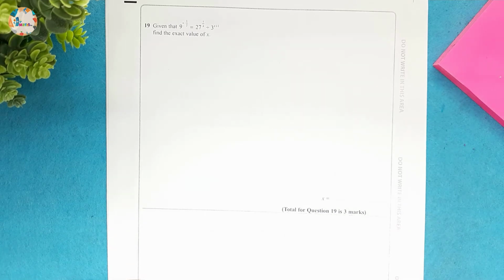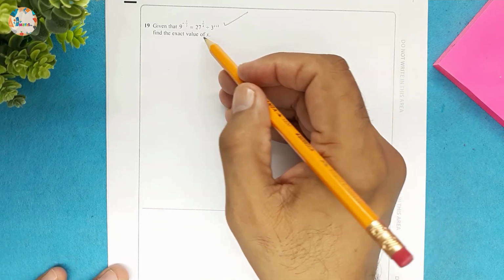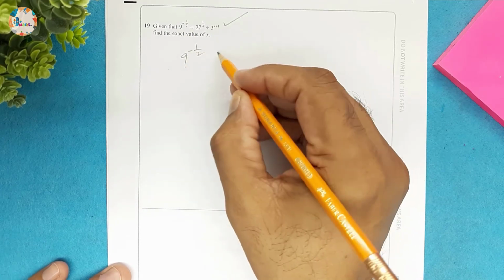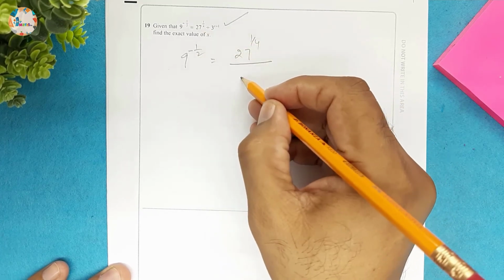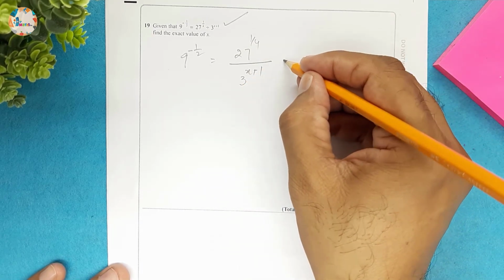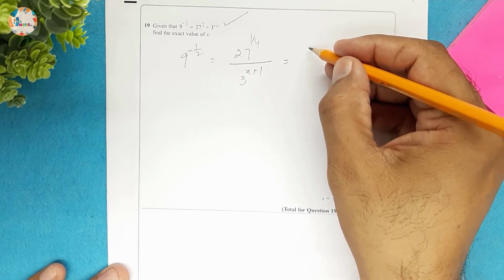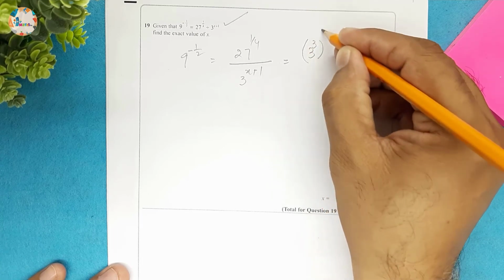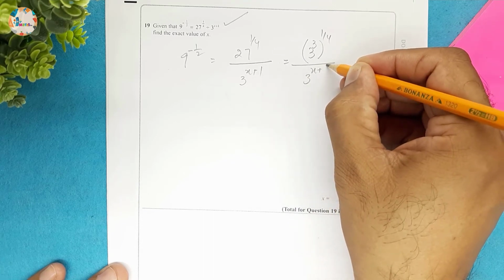Question number 19. Given that this is this one, find the exact value of x. So we will take this on both sides. This one is equal to 27 raised to 1 by 4, and I will write this one as 3 raised to x plus 1. So what we can do now, this can be written as 3 raised to the power what? 3 3s are 9, 9 3s are 27, so we can write 3 cubed whole raised to 1 by 4 over 3 raised to x plus 1.